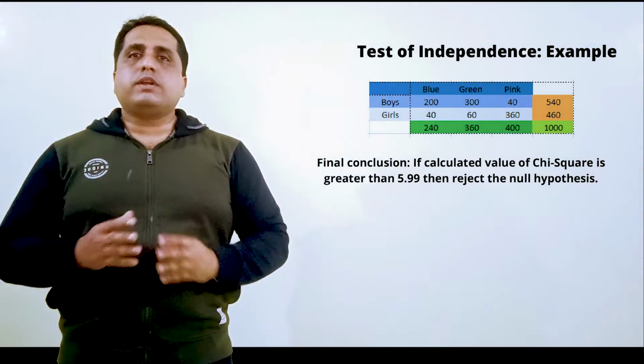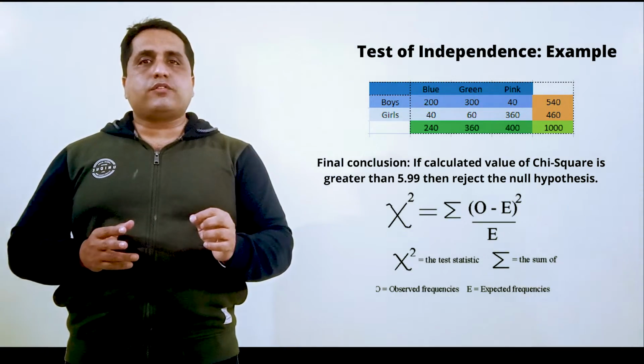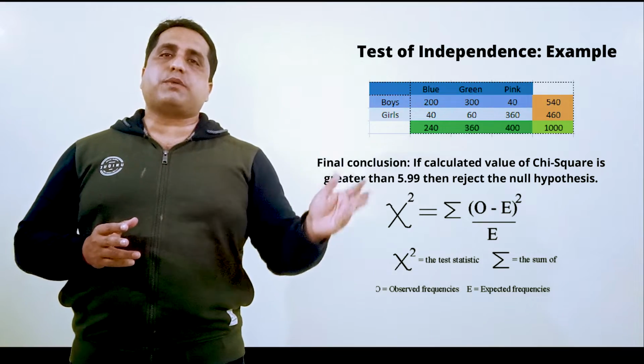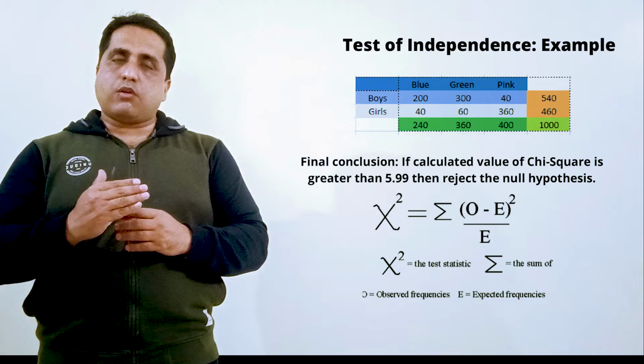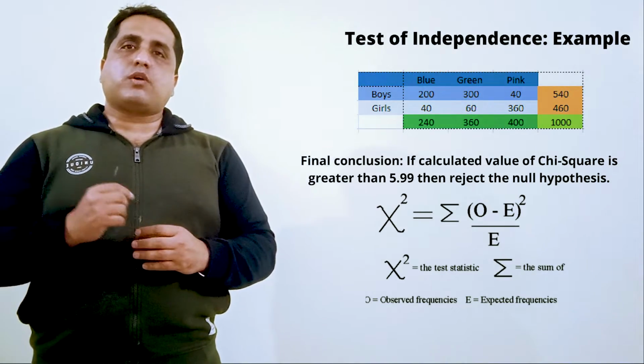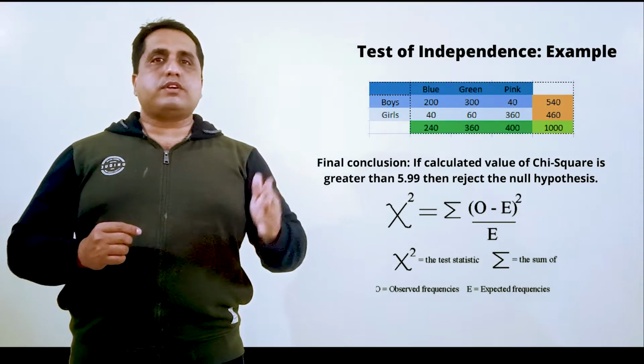The formula to calculate the chi-square test statistic is the summation of the squared difference between observed value and the expected value, divided by the expected value. Till now we have the observed value for each of the 6 cells. Now we have to calculate the expected value for each of the 6 cells.